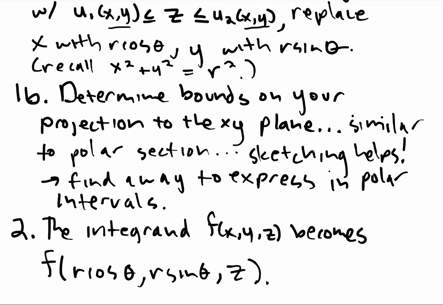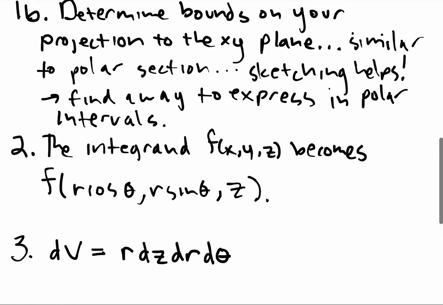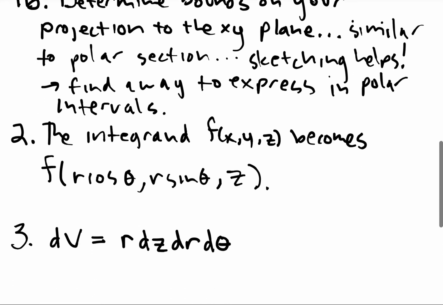And then finally, the last thing that we needed to do after fixing bounds and function was we needed to fix our differential on the end. This is all there is to it. If you go to fix your differential, this is going to be r dz dr d theta. Okay, so you could rewrite dz dx dy or dz dy dx or dv with this expression right here.